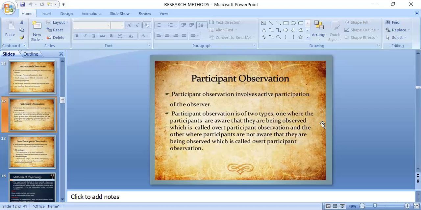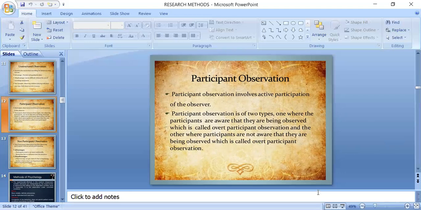Participant observation involves active participation of the observer. Participant observation is of two types. Type number one is where the participants are aware that they are being observed, which is called overt participation. And the other is where the participants are not aware they are being observed, which is called covert participation. Overt and covert are mentioned here and here. One is overt and the other is covert.